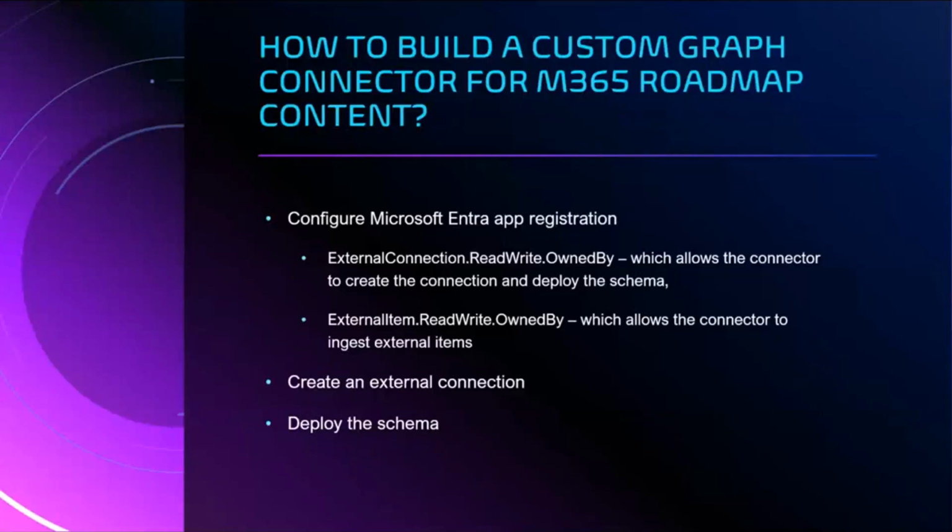The second configuration that we would need in order to build the custom graph connector is to create an external connection. A custom graph connector creates an external connection using the external connection Microsoft Graph endpoint. And when creating a connection, you need to specify its ID, name, description. The ID must be unique in your Microsoft 365.